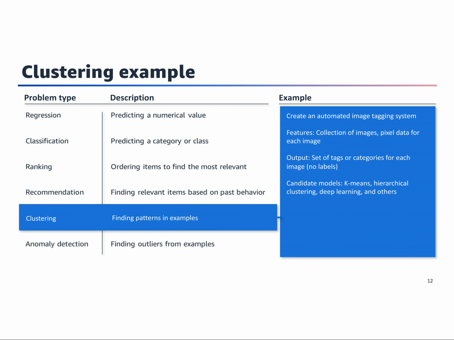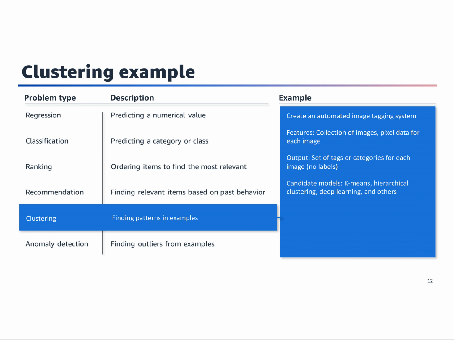Clustering is an unsupervised learning technique that attempts to find groups or clusters of similar items, given a collection of examples. Clustering is often used for tasks such as grouping similar behaving segments of customers or products. In this example, the problem is to create an automated image tagging system. The input includes a collection of images and pixel data for each image. The output is a set of tags or categories for each image.